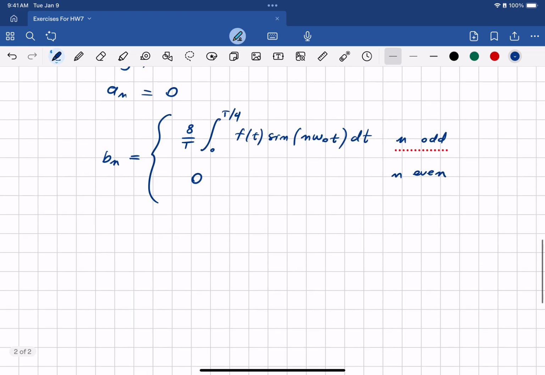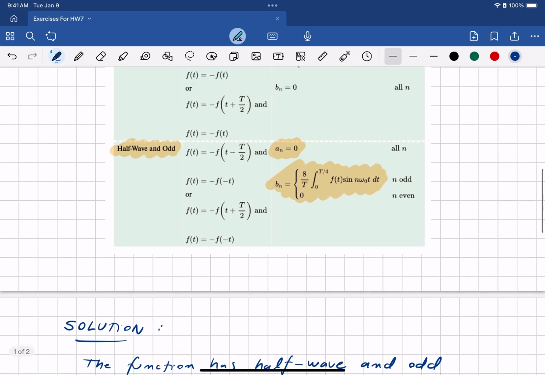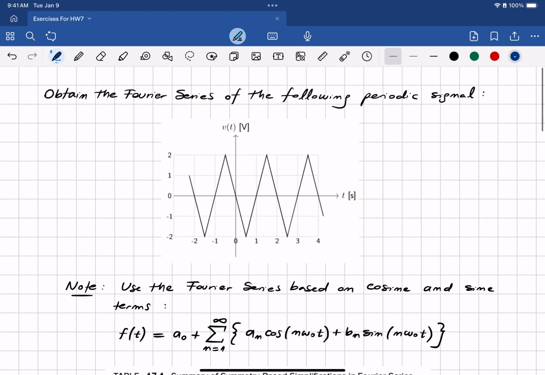So the other important thing is we don't need to define the function for the whole period T. We just need to define it for the integration period, which in this case is T over 4. So we can say the function is defined as f of t equals minus 4t for that period, 0 to T over 4, right? Which is essentially this.